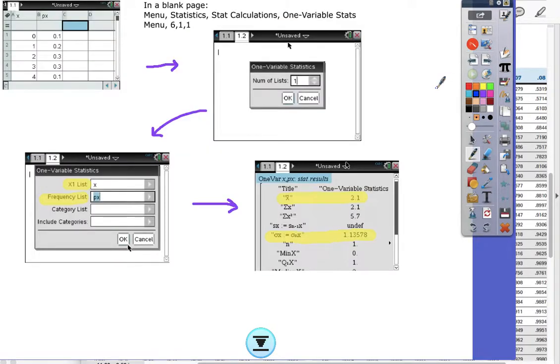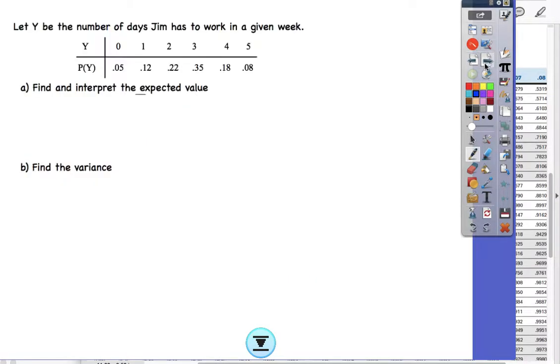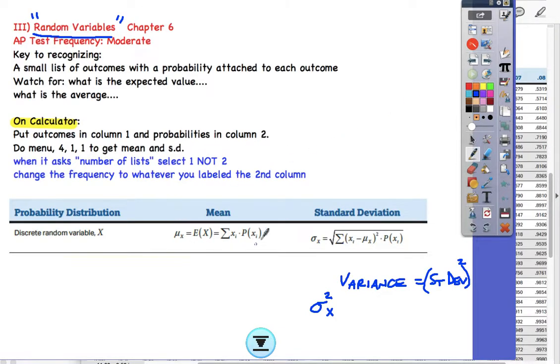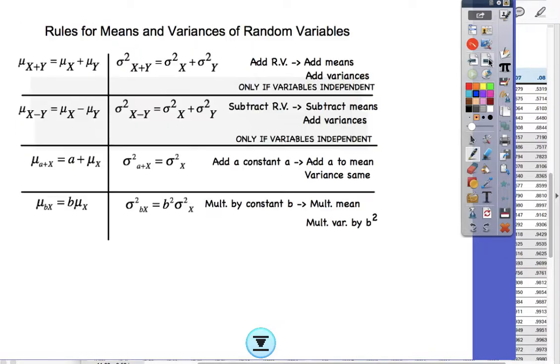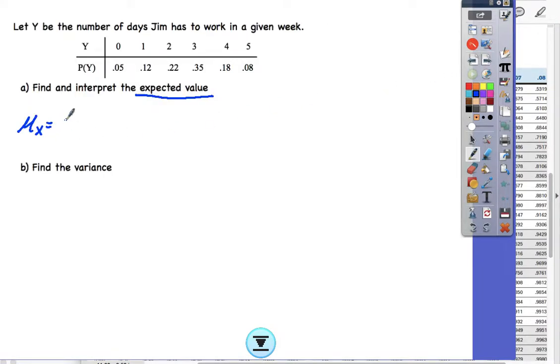Here is how you get the mean and the standard deviation using your calculator. An example would be if you have a problem like this and they want to know what the expected value is. What I would suggest doing is right away writing the formula for expected value. And again, if you go back a few pages, the formula is right here. We have to at least have the formula. So I'm going to write that out.